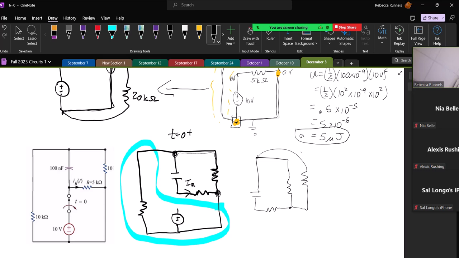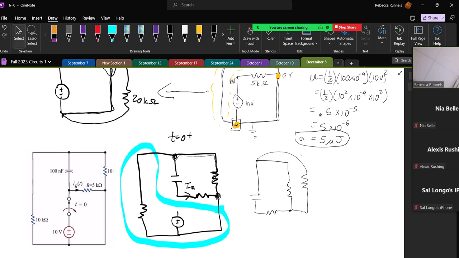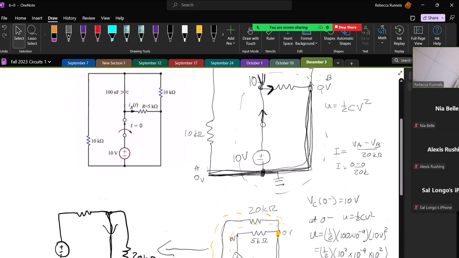Okay, so I know that a couple of my Zoom people came in late, so I'm going to do just a quick recap of where we are on this first problem.